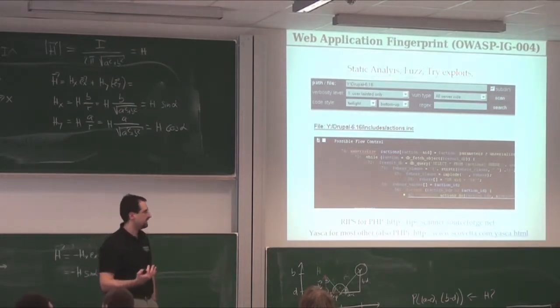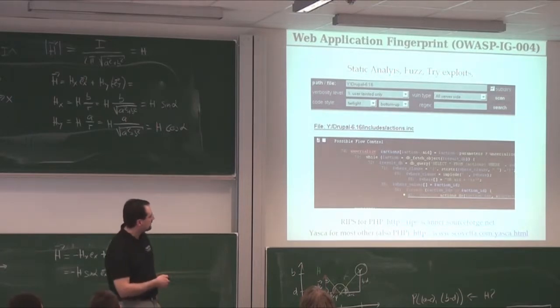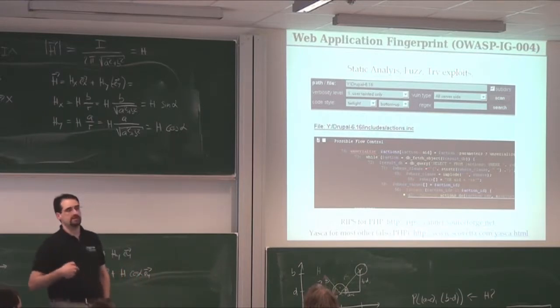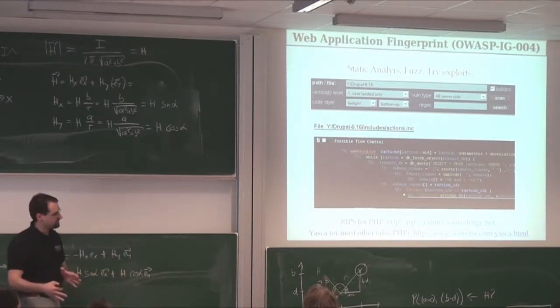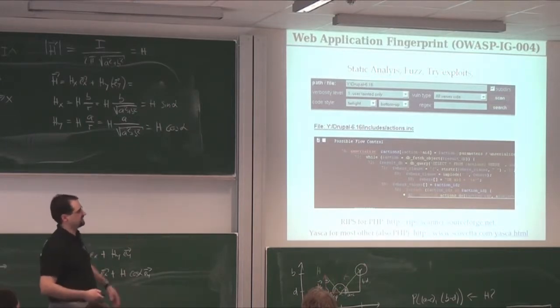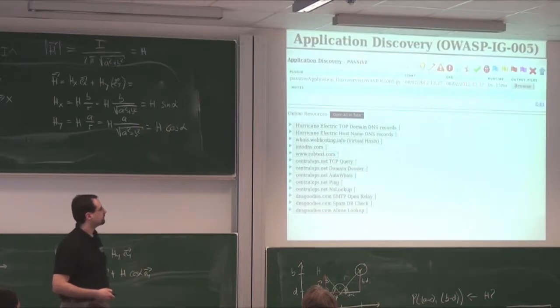Okay, so that's the idea here. A very cool tool for PHP analysis is RIPS, and I like Yasca for most other stuff. But the idea here is that the static analysis might point you in the right direction about the areas that look weaker, and then you can try all the exploits and stuff like that offline in your lab.